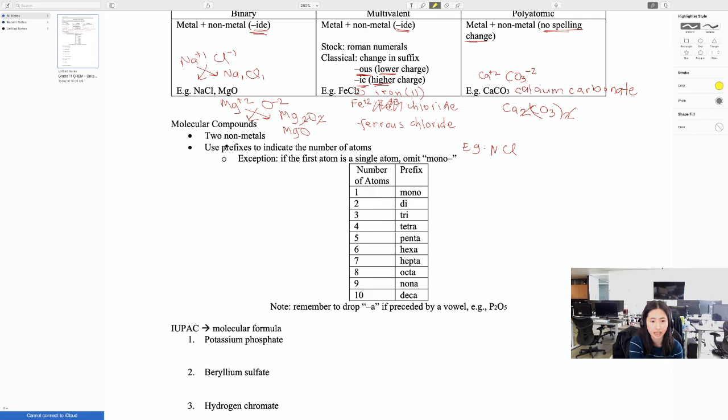So let's highlight that. There we go. Okay, so we use prefixes to indicate the number of atoms, right? So we don't use the crisscross or crossover of oxidation numbers here. Instead, we just look at the number of atoms. So if we're looking at NCl3, we know that this is a molecular compound. So when we name this, we say that this is nitrogen trichloride.